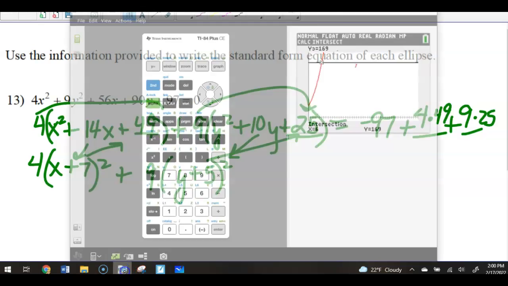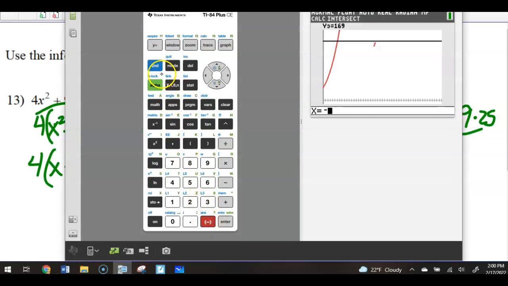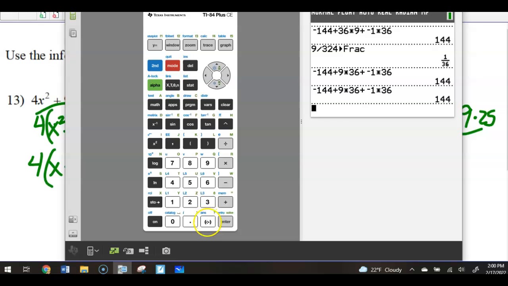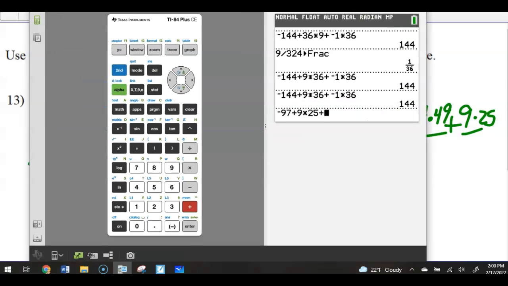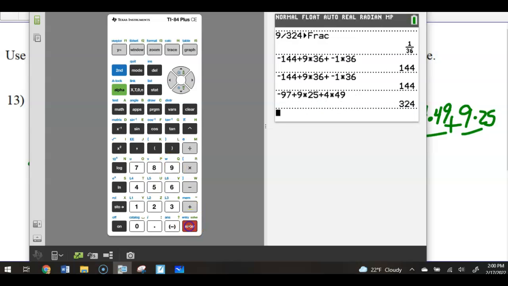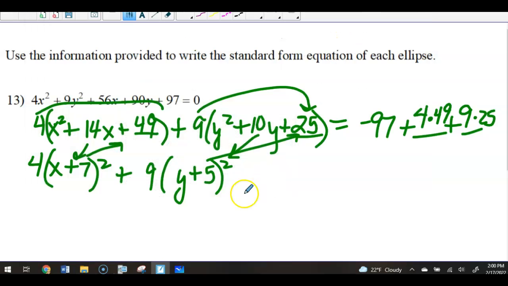So we had a negative 97. Whoops, that's not where I want to be. Negative 97 plus 9 25s. I remember that, I think. Plus, what was the other one? 4 49s. 4 times 49. Okay, I got 324.